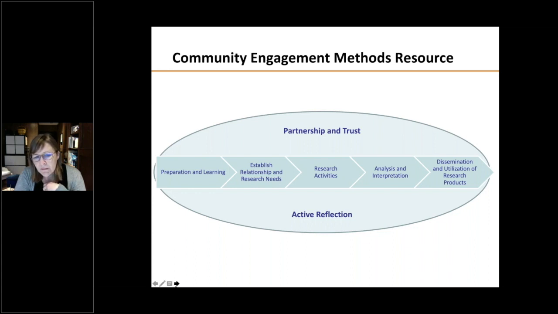and then finally what to do with those research products. But then we've put in these two overarching aspects, which is how to continue that partnership and build trust, and then also how to actively reflect on your actions as a researcher or as a research team, and how the process of research has gone.